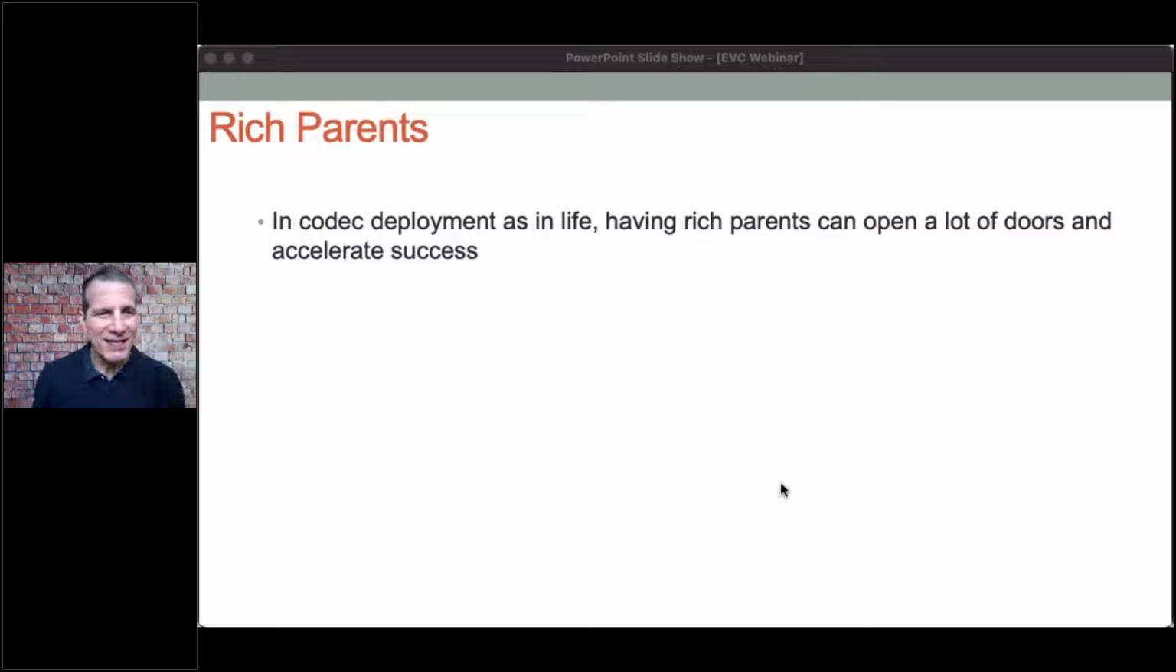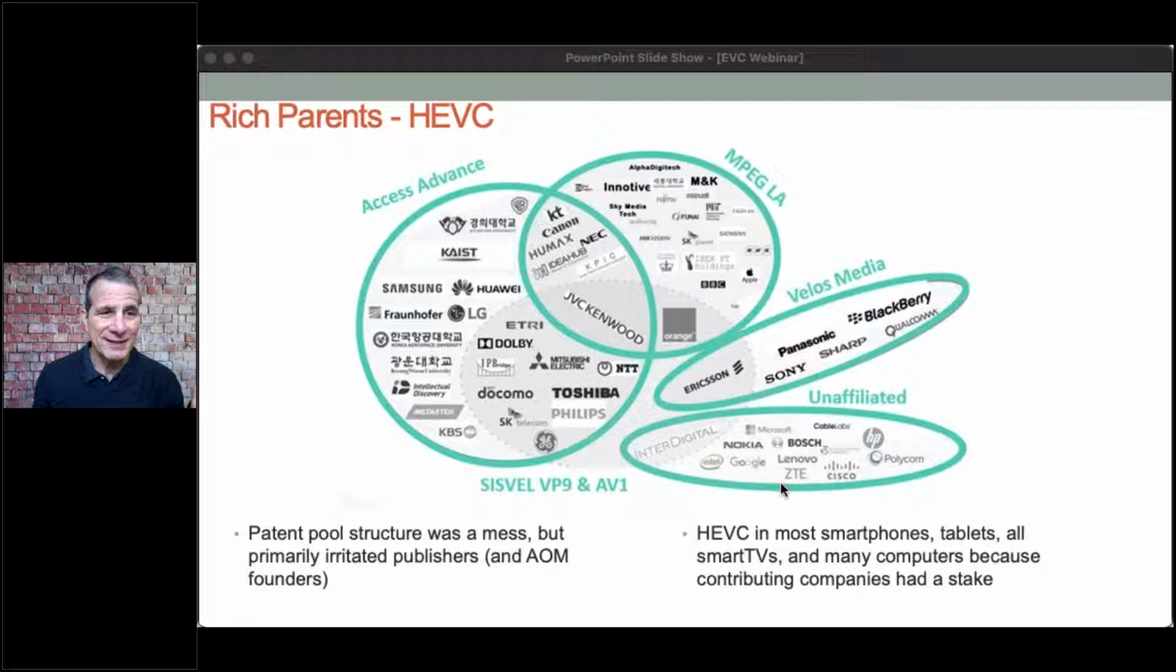And then rich parents. In codec deployment as in life, rich parents can open a lot of doors and accelerate success. So with HEVC, this is the famous picture of how messy the royalty structure was, with 3 patent pools and a lot of companies who weren't in any of the patent pools. But many of these companies are major players in consumer electronics, chips, and other similar markets. And that led to pretty much ubiquitous implementation in smart TVs, a lot of phones, a lot of tablets, and a lot of dongles.